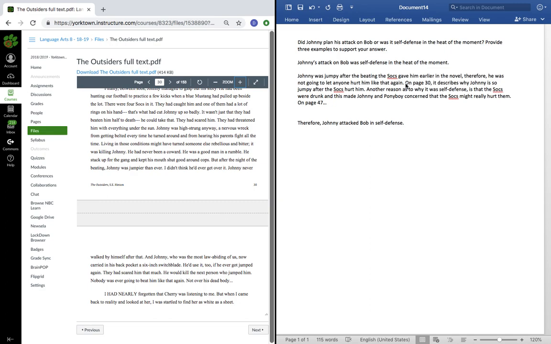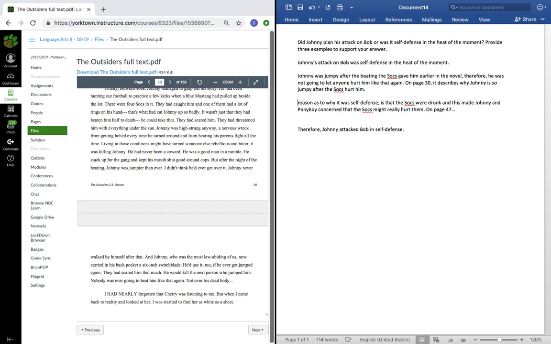So the very next thing we have is on page 30, it describes why Johnny is so jumpy after the Socs hurt him. This right here is support for your answer. This is one of the examples that supports the answer. You have given your support here. You have shown where that support is in the book, and then we've explained why that matters, right? He was jumpy after the beating, and because of that, he doesn't want anybody to ever hurt him like that again. So on page 30, this supports your answer, right? That's one of the examples that supports the answer. But you need to have 2 more, correct?